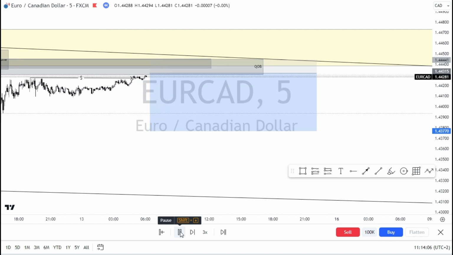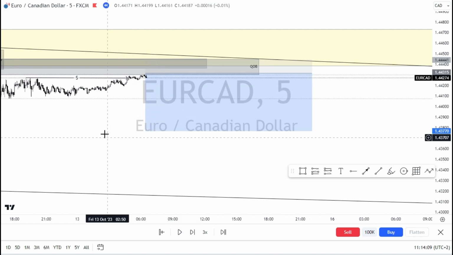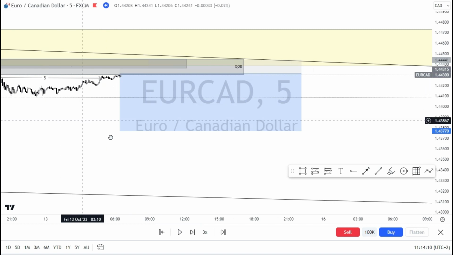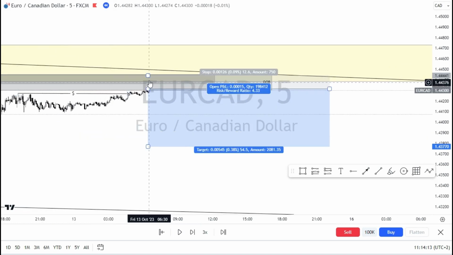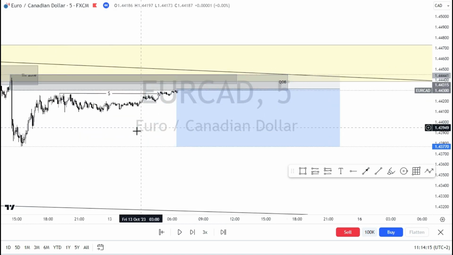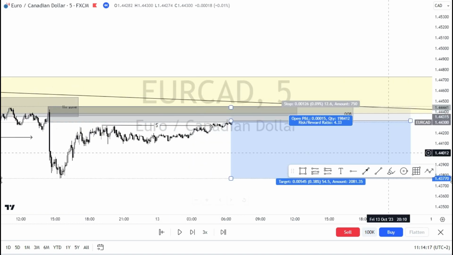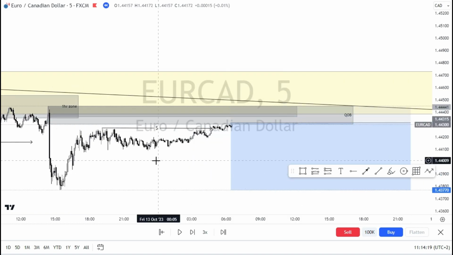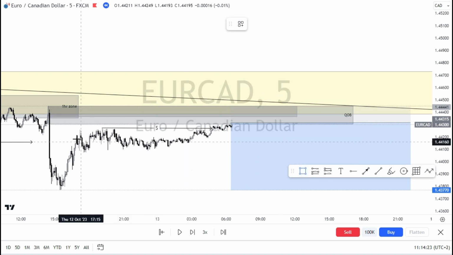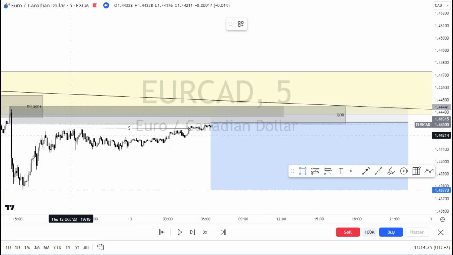Okay, the market, boom, the market already grabbed the liquidity. As I said, the market grabbed our liquidity and it was busy going into our order block. Guys, we suffered a bit of a drawdown, but it was okay.